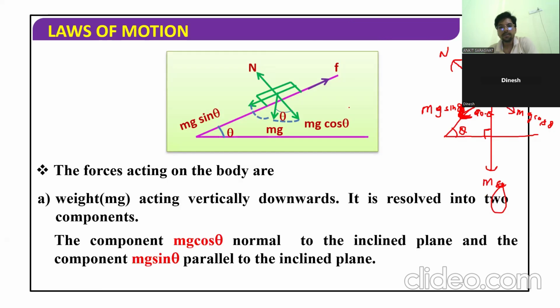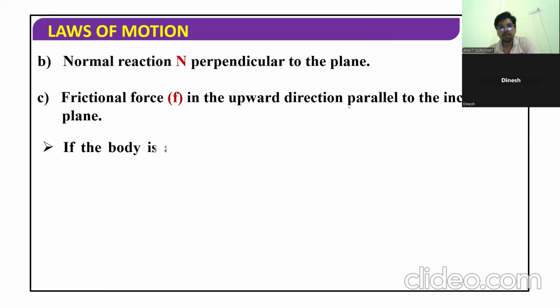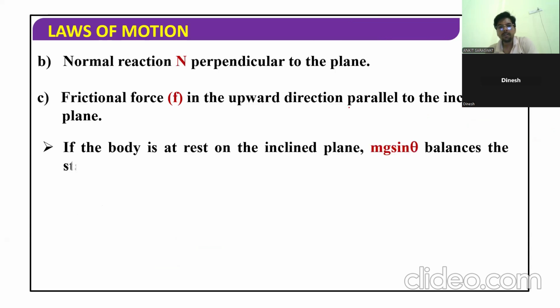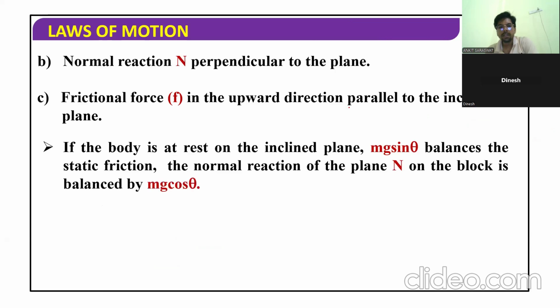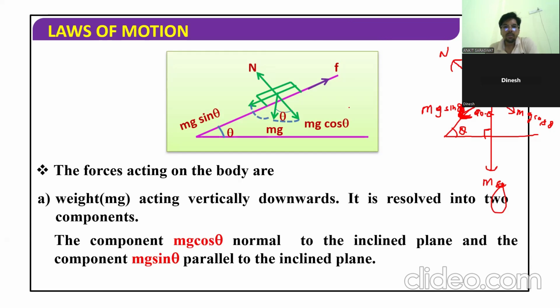Now, normal reaction is perpendicular to the plane, and frictional force F acts in the upward direction, parallel to the inclined plane. Why is it parallel? Because mg sin theta is the force which is responsible for the motion of this block. So this is the applied force. This is the F applied.